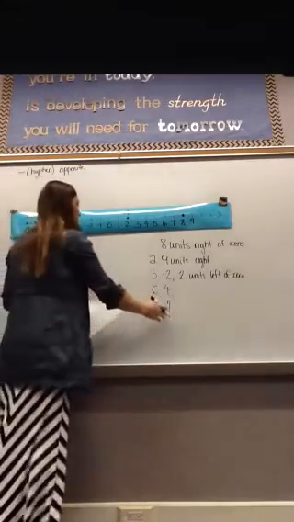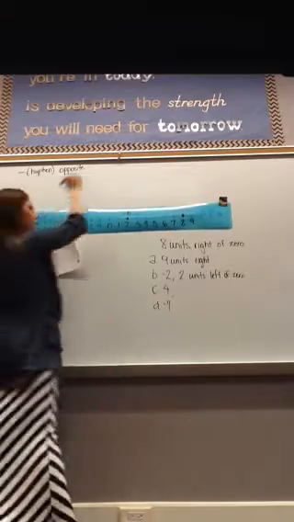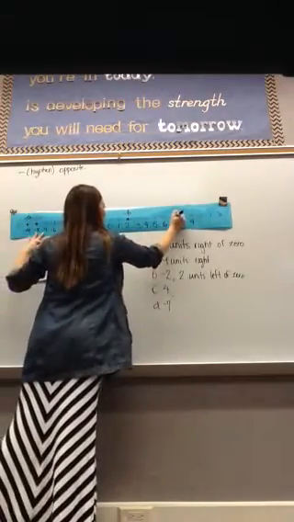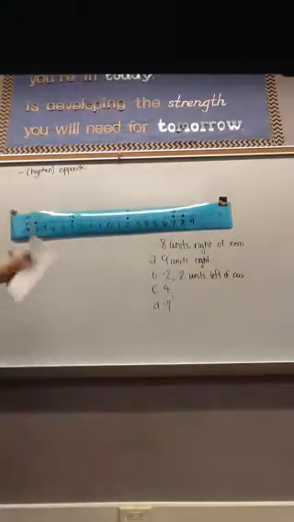And the last one is negative 7. Negative 7 is 7 units to the left of 0. The opposite would be 7 units to the right of 0. This is the opposite of D.